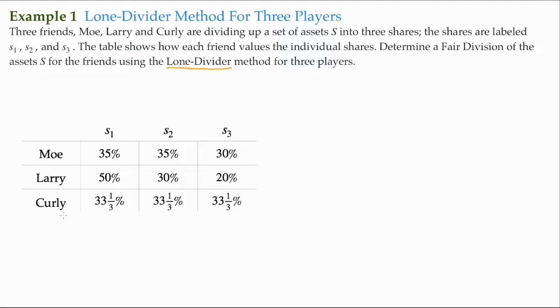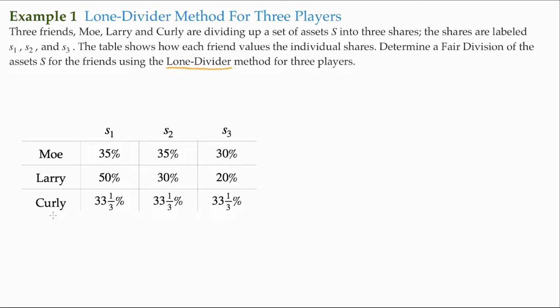So we have this table here. Here are our three players, Mo, Larry, and Curly. You can see that Mo values share 1 at 35%, Larry values it at 50%, and Curly values it at 33 1/3%. Mo values share 2 at 35%, Larry at 30%, and Curly at 33 1/3%. And for the final share, share 3, Mo at 30%, Larry at 20%, and Curly at 33 1/3%.